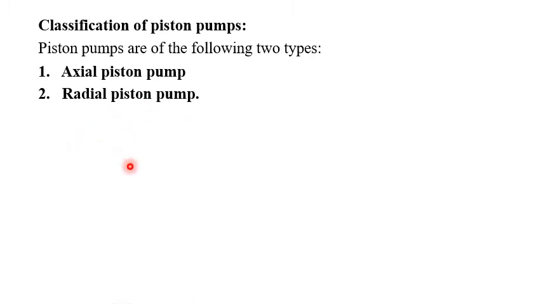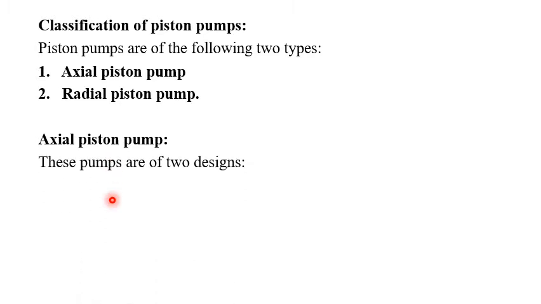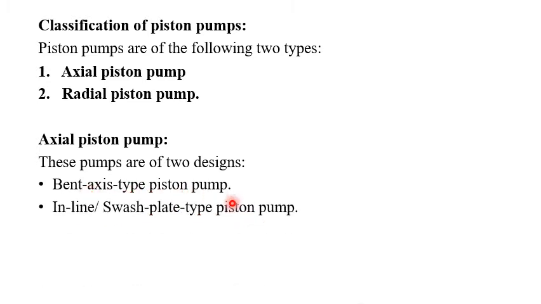Now we'll study in detail about the axial piston pump. As I told, there are two types of designs. One is the bent axis type piston pump. Second is the inline or swash plate type piston pump. These are the two classifications that come under axial piston pumps.